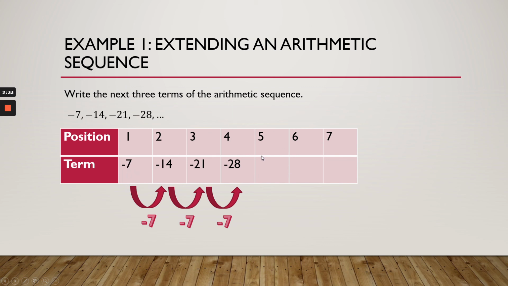So to find the next number, we minus 7 again and get a negative 35. Minus 7 again, get a negative 42. So the seventh number out is going to be negative 49. Okay, so that's how you extend it. Find the common difference, and then you can keep on adding or subtracting the number depending on whether or not the common difference was positive or negative.